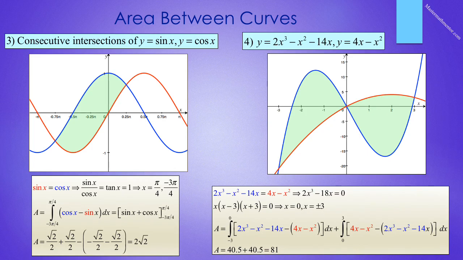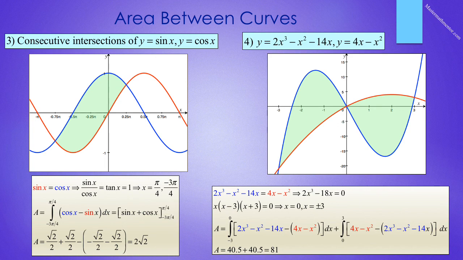We first need to get our points of intersection. So we set 2x cubed minus x squared minus 14x equal to 4x minus x squared. And that gives us 2x cubed minus 18x is equal to 0. Factoring, we get x times (x minus 3)(x plus 3) equals 0, and x is equal to 0, and x is equal to plus or minus 3.